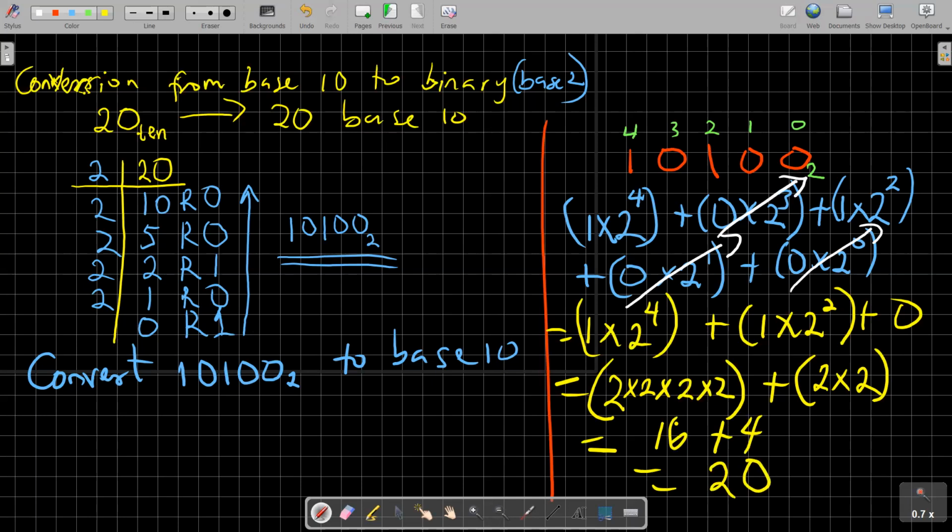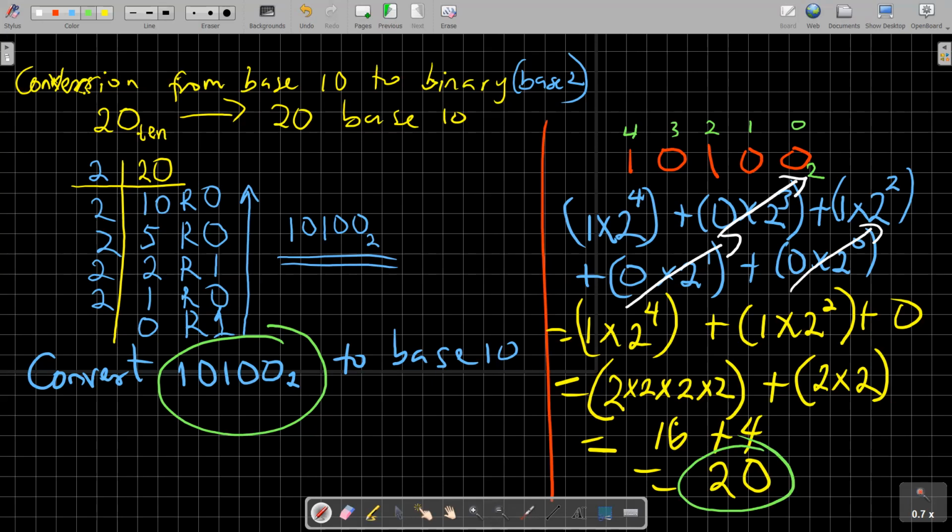As you can see, there is a connection. And what is that connection? I have been able to convert this number back to a base 10 number, which is this, 20.